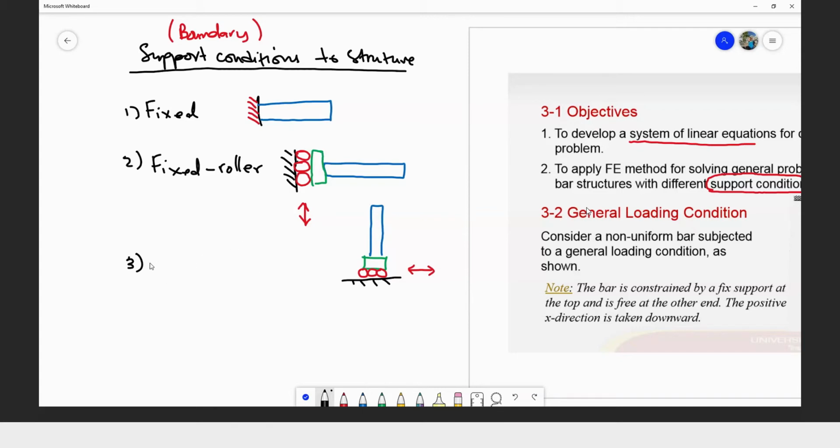Usually we call it as a pin roller. So kalau pin saja ataupun saya lukis pin dulu lah. Tapi untuk case pin ni kita jarang consider untuk bar, tapi saya just list down je terus. So pin usually it will be drawn as shown here. So this is the symbol for pin. So our structure is attached to the pin, something like this.